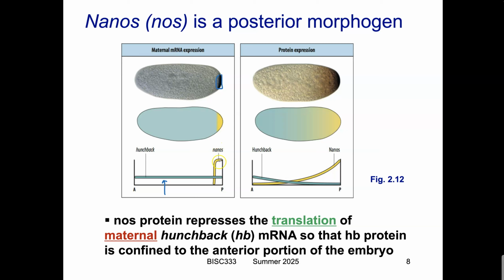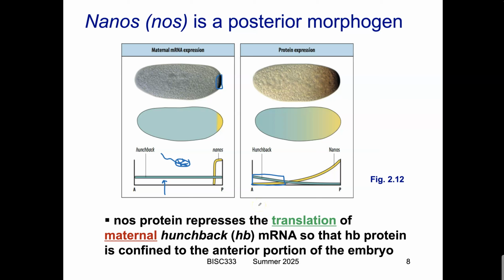And then what nanos actually does is it's a translational repressor. So the hunchback messenger RNA is there. When the nanos protein is made, the protein binds to the messenger RNA so that it can't be translated. So hunchback messenger RNA is found throughout the embryo in just a small amount. But wherever you've got lots of nanos, that protein is never produced. And so only the front end of the embryo contains hunchback protein.